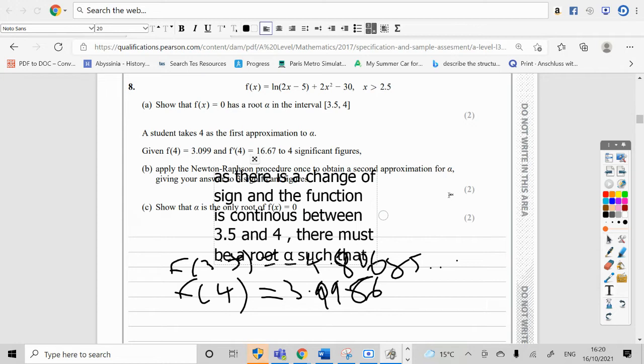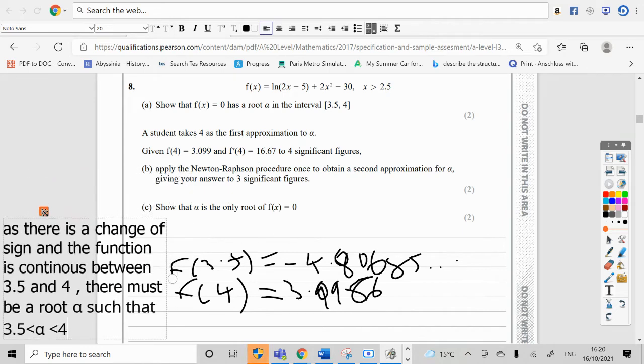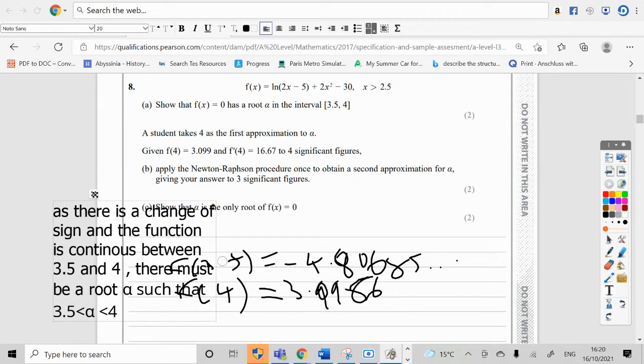such that 3.5 is less than alpha, which is less than 4. Okay. That is what you have to write to finish that question off. So make sure you've got those two written down, because I'm going to move on.